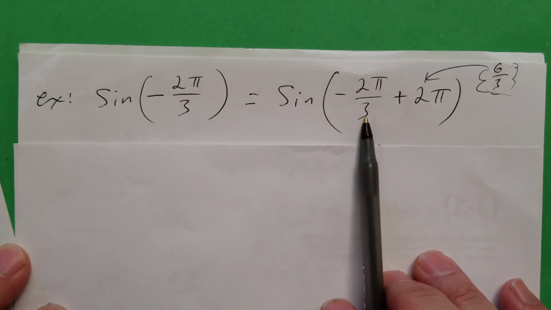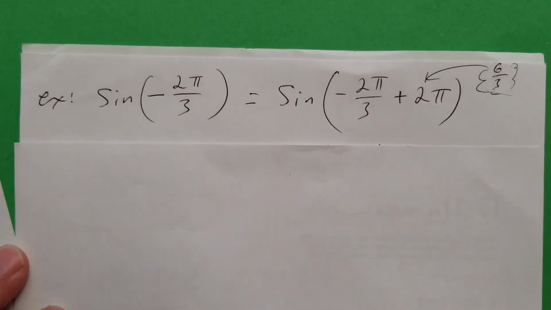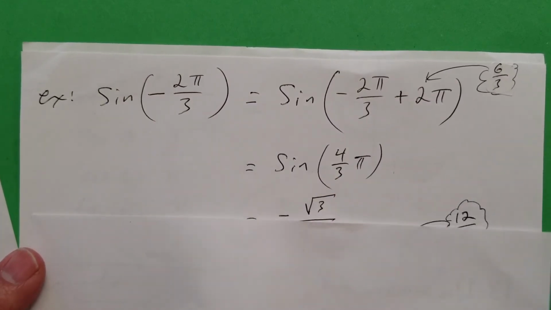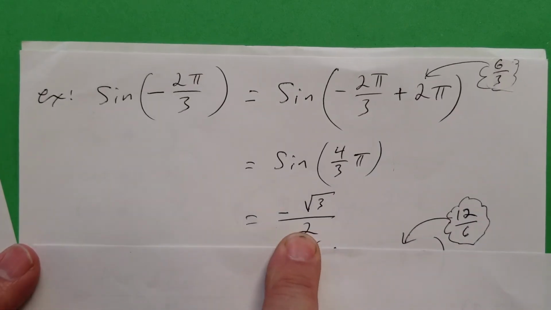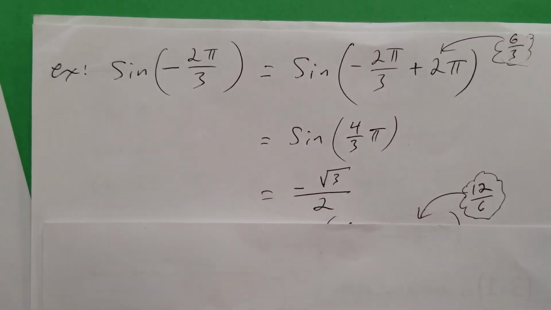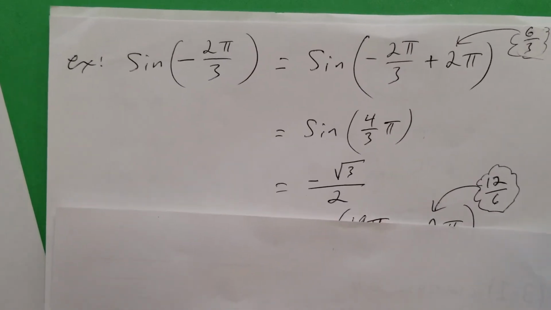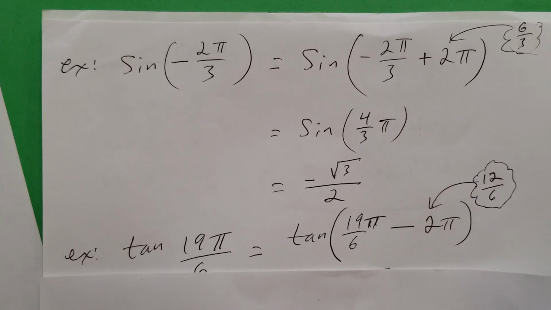So negative 2/3 pi plus 2 pi, you do the math, and it comes out to 4/3 pi. Now, I know thirds is 60s, so I use the 30-60 triangle, and there you go. I got the answer. Again, I know I'm going fast. When we go over the notes in class, we'll slow down, but you can also freeze and repeat what I just said and maybe get it.